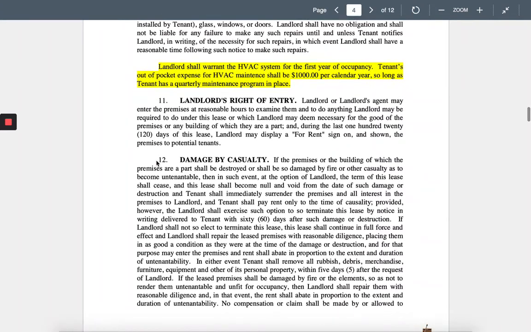Okay? Landlord's right of entry means that they have a key. They can come in anytime they want. Usually they'll coordinate this with you as not to disturb operations of your business, but they own the property, and maybe they have to go in there with the fire department or something like that to do an inspection.